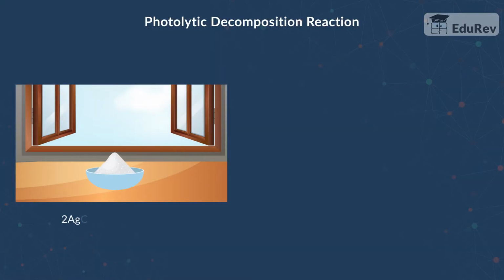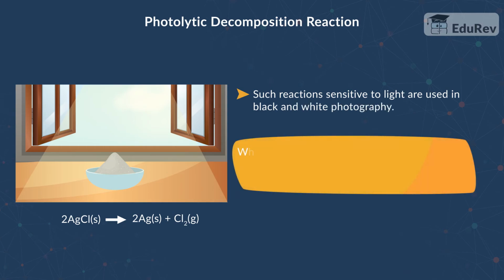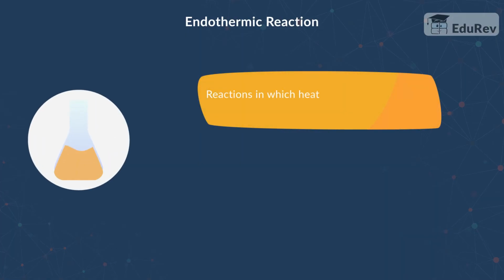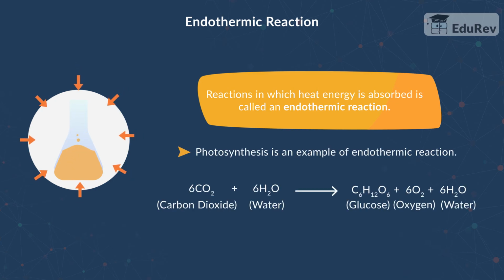When we expose silver chloride, which is white in color, to sunlight, it decomposes to silver, which is grey in color, evolving chlorine gas. Silver bromide also undergoes a similar reaction when exposed to sunlight. Such reactions are sensitive to light and hence used in black and white photography. So, when a substance undergoes a decomposition reaction in presence of sunlight, it is called photolytic decomposition reaction. Reactions in which heat energy is absorbed are called endothermic reactions. Photosynthesis is an example of endothermic reaction.